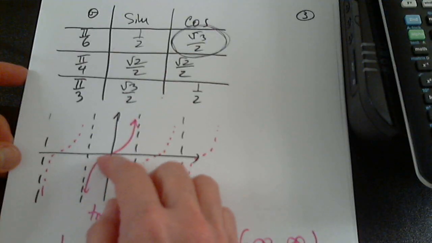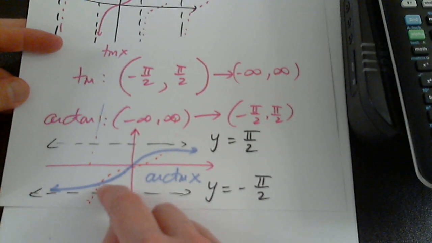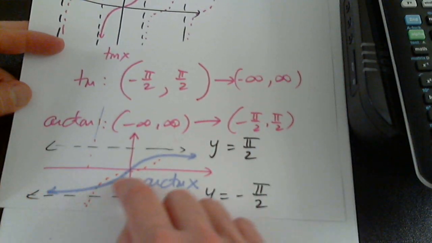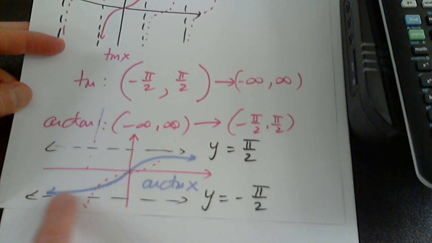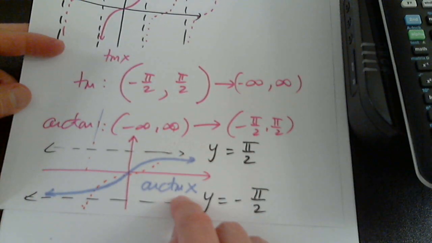So again, this was tangent. The inverse of this function is this. It kind of looks like the cube root, but it's not the cube root. The cube root does not have horizontal asymptotes. Okay, so this is the arctangent x.